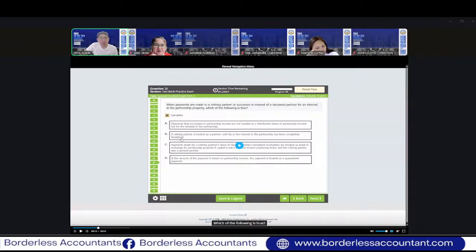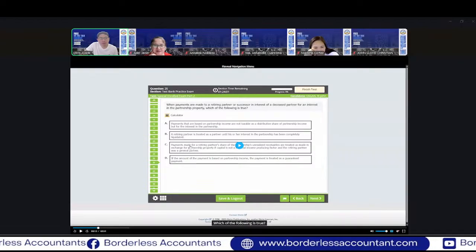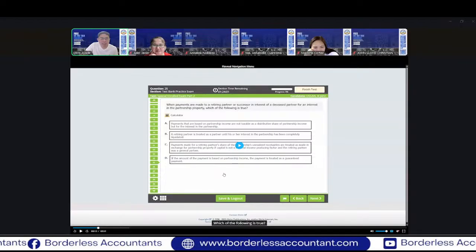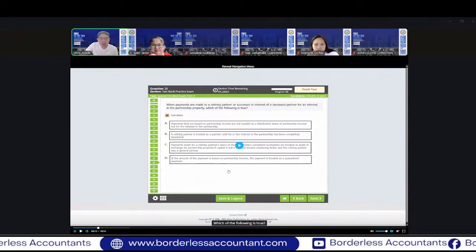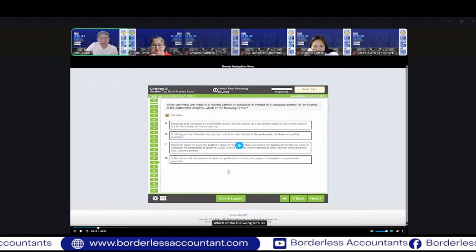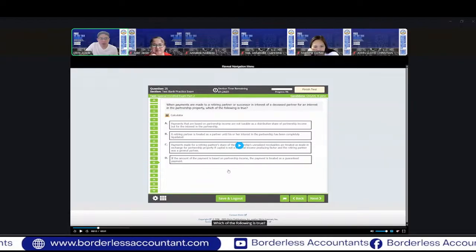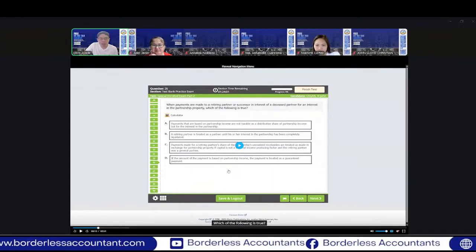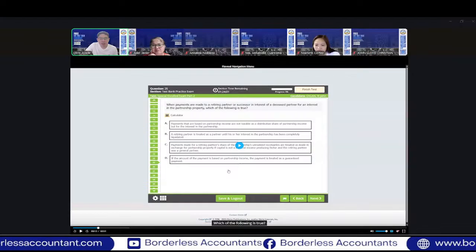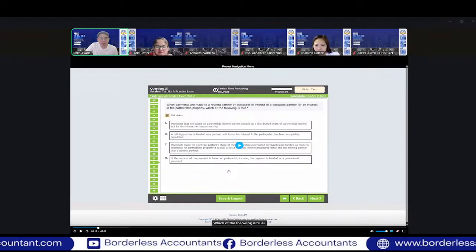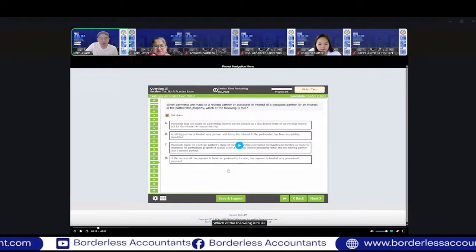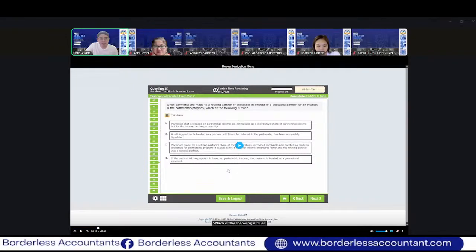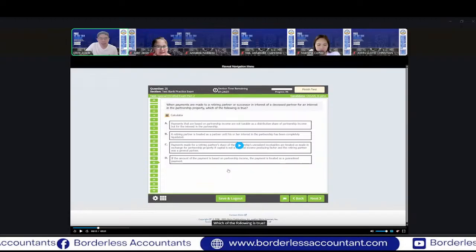This sounds true. I mean, seems reasonable to me. Letter C, payments made for a retiring partner's share of the partnership's unrealized receivables are treated as made in exchange for partnership's property if capital is not a material income producing factor and the retiring partner was a general partner. Or D, if the amount of payment is based on partnership income, the payment is treated as a guaranteed payment.